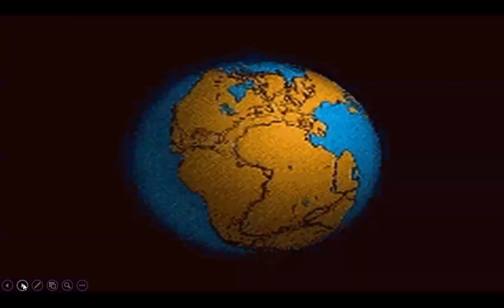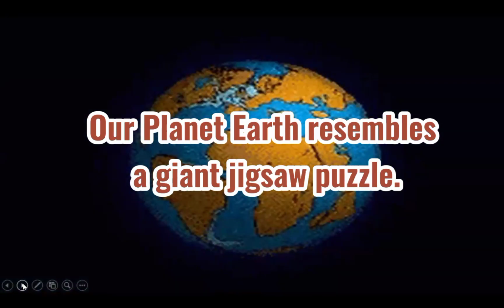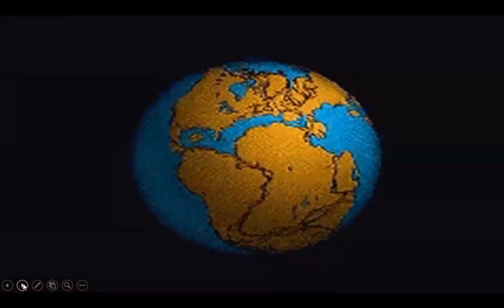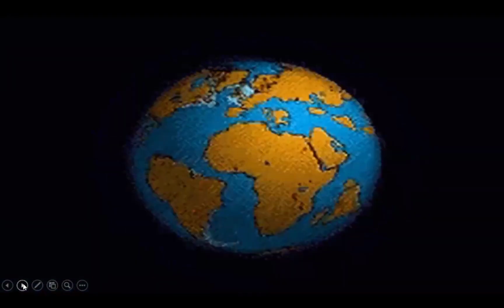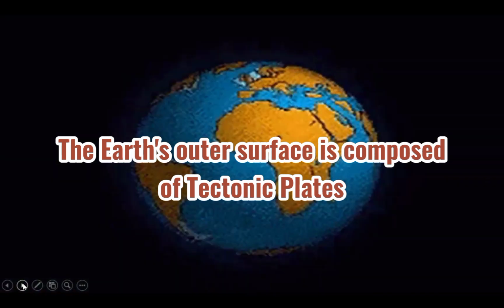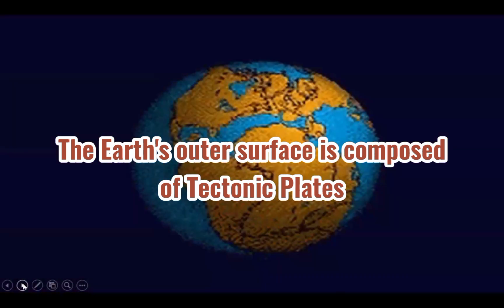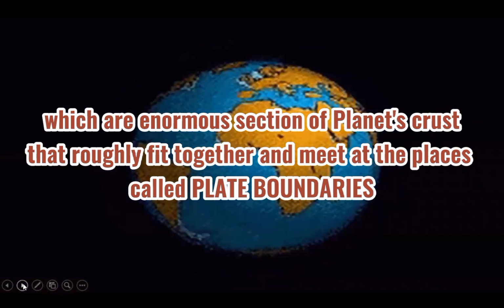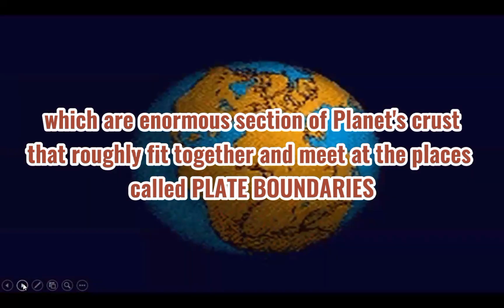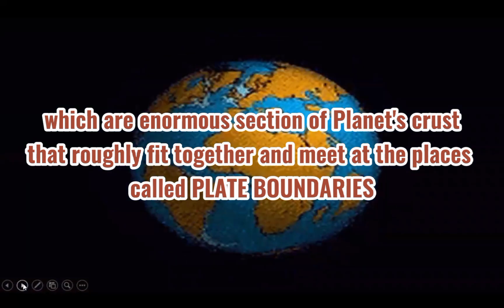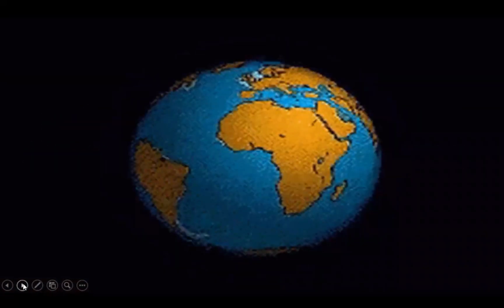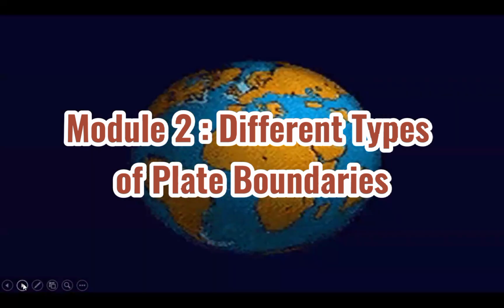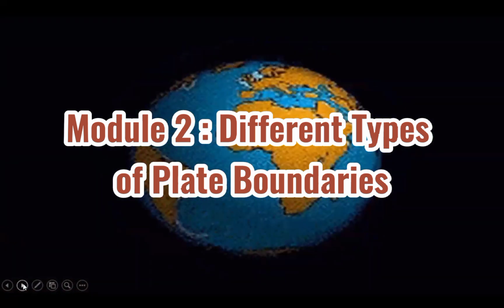In some ways, our planet Earth resembles a giant jigsaw puzzle. Why do you think so? That is because the Earth's outer surface is composed of tectonic plates, which are enormous sections of the planet's crust that roughly fit together and meet at the places called plate boundaries. For today's episode, we will explore the different types of plate boundaries. Grade 10 Wonders, let's begin.